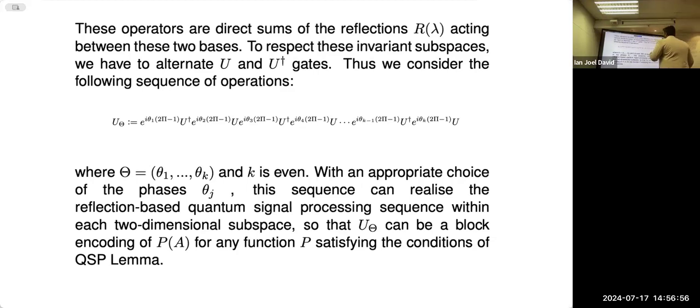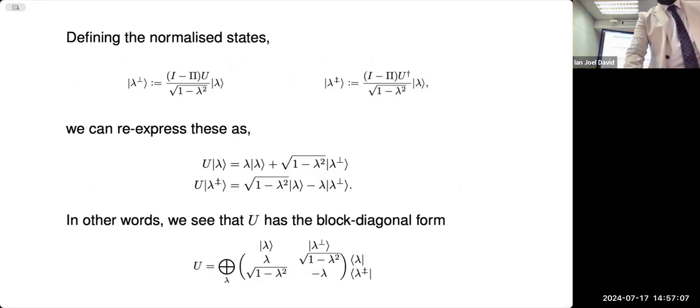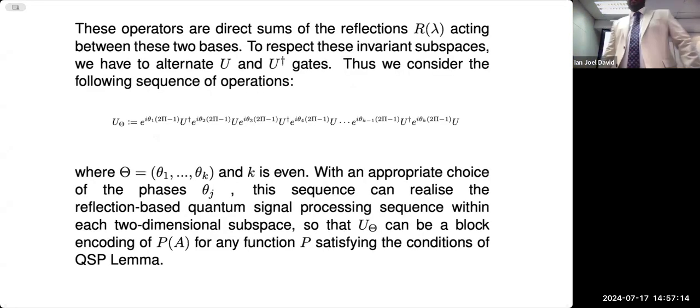And the operators in the direct sum, the operators that U is decomposed into, they're all just reflections. They're all just reflection operators. So you see this is exactly a reflection operator, but it's a reflection in terms of lambda. Okay, so these are all reflections acting between the 2 bases, those 2 normalized states. That's all it's doing. We're reflecting about those 2 bases, the normalized and the unnormalized.